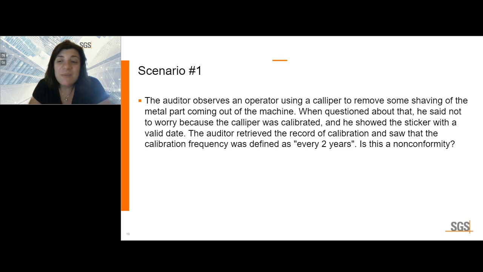The auditor observes an operator using a caliper to remove some shaving of the metal part coming out of the machine. When questioned about that, he said not to worry because the caliper was calibrated, and he showed the sticker with a valid date. The auditor retrieved the record of calibration and saw that the calibration frequency was defined as every 2 years. Is this a nonconformity, yes or no?